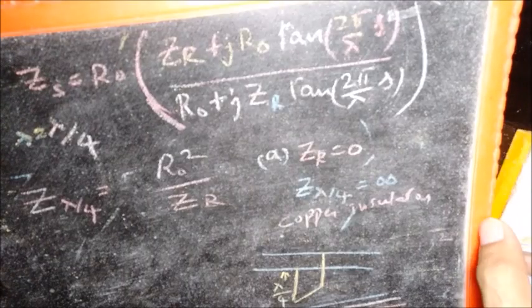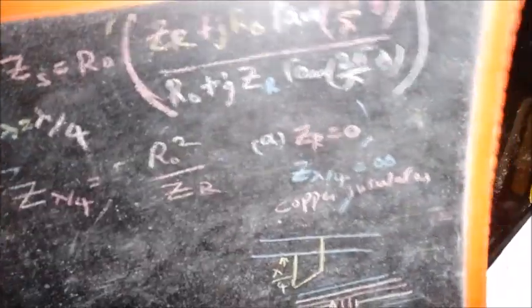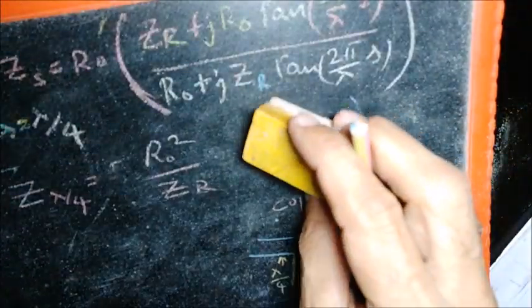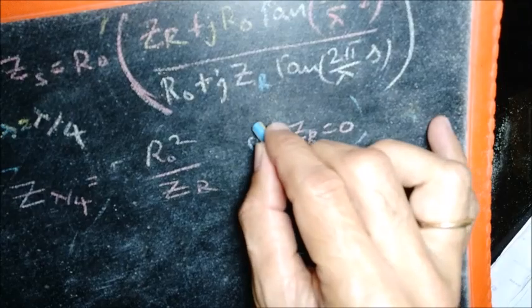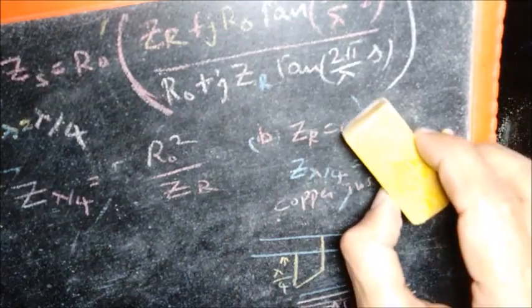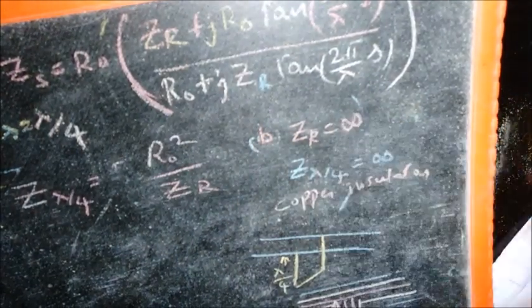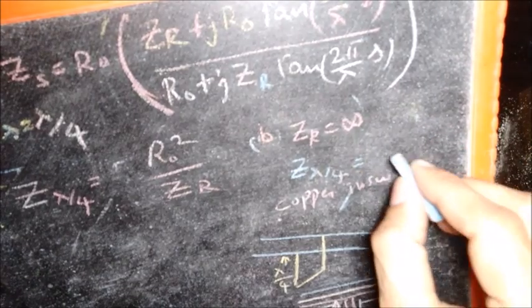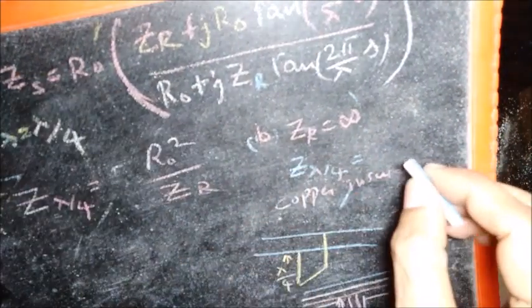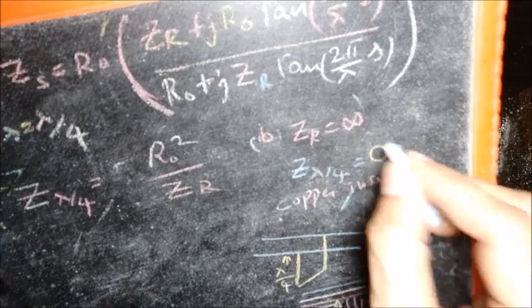Okay, and then the next case is B. In A, we saw ZR is 0. B is the opposite: ZR is infinity. Of course, when ZR is infinity, when the transmission line is open circuited, the input impedance looks like 0.